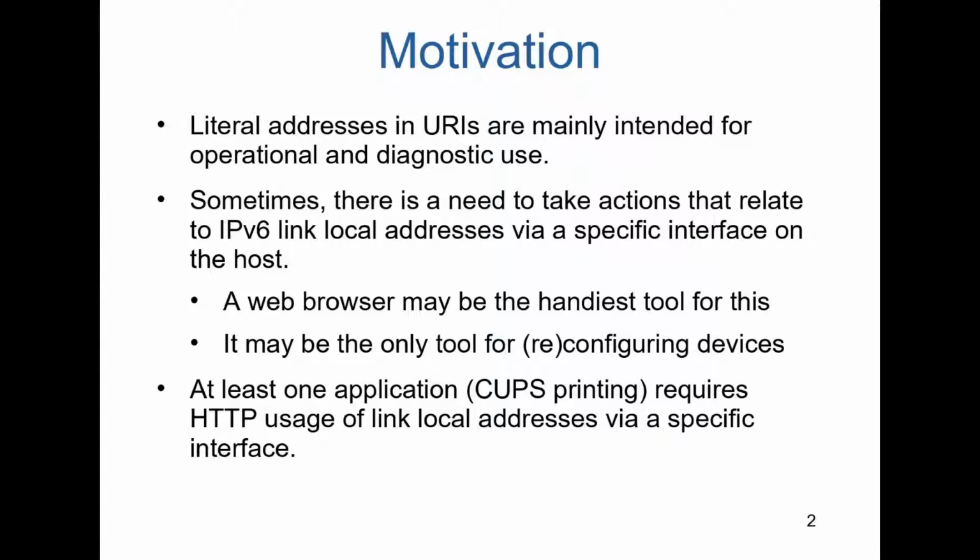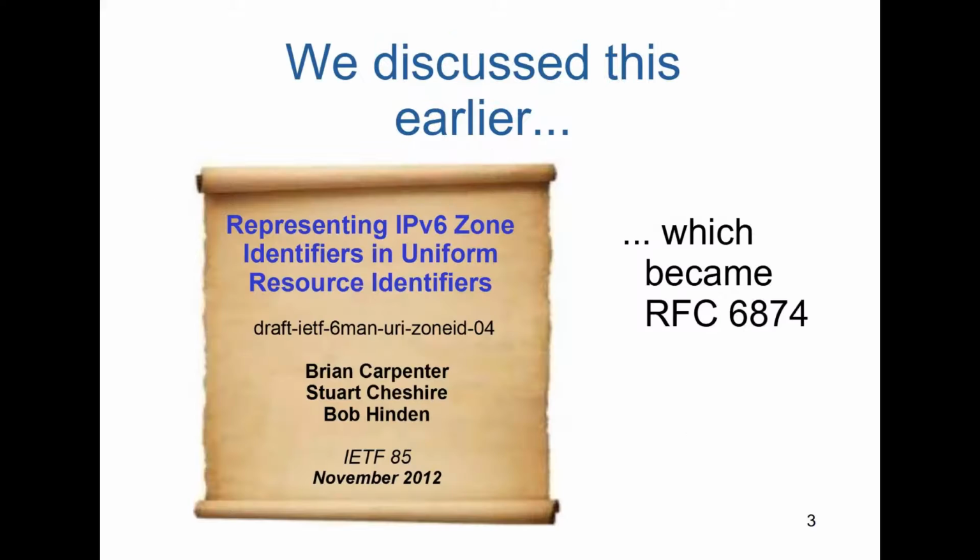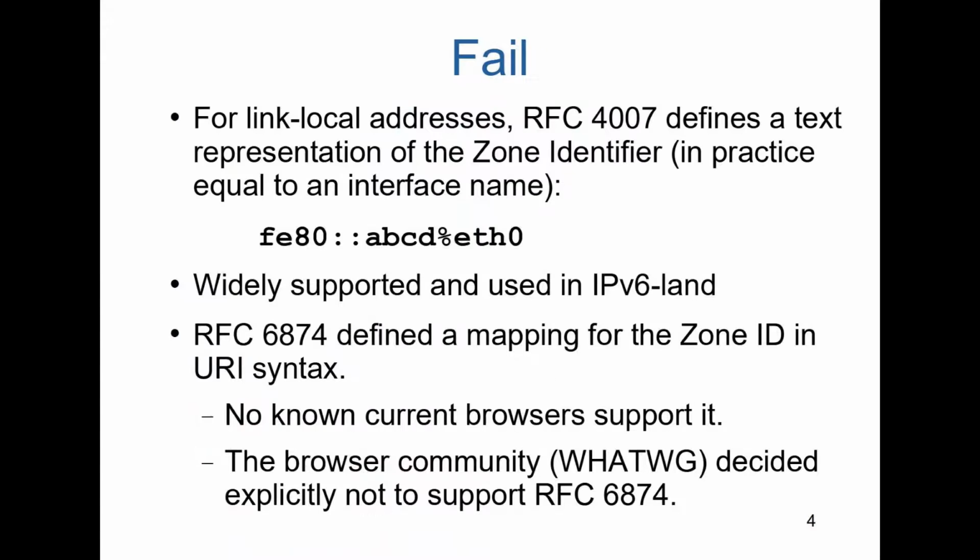And there's at least one application, CUPS printing, that needs HTTP usage of link-local addresses on a specific interface. So the use case is quite real, even if not very mainstream. Well, we did discuss this 10 years ago, and it became RFC 6874. And now the question is, why are we discussing it again? Well, because that RFC was a fail.